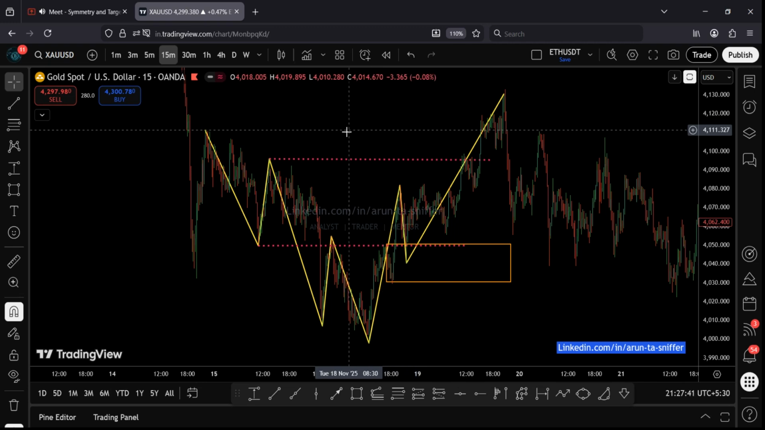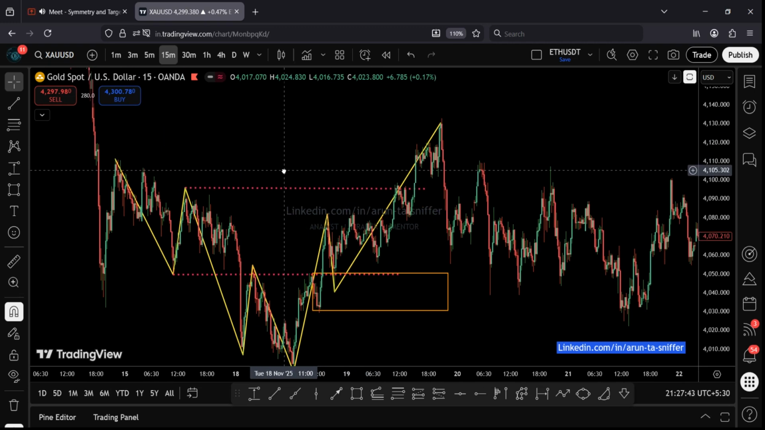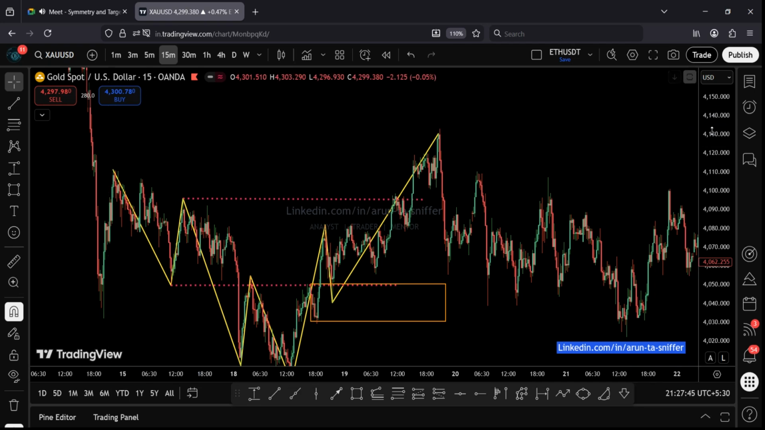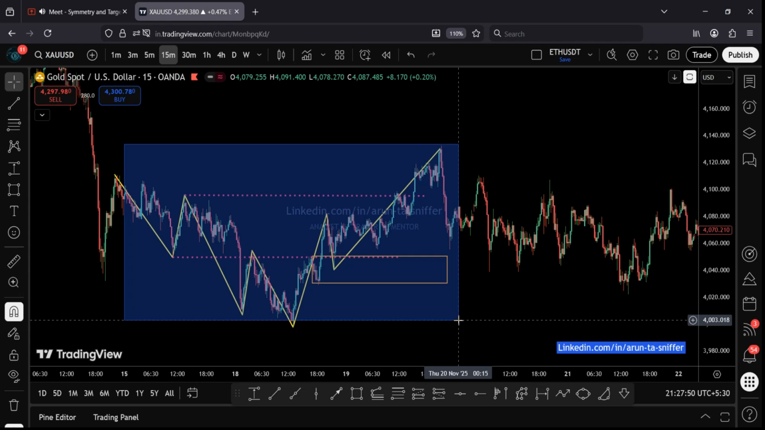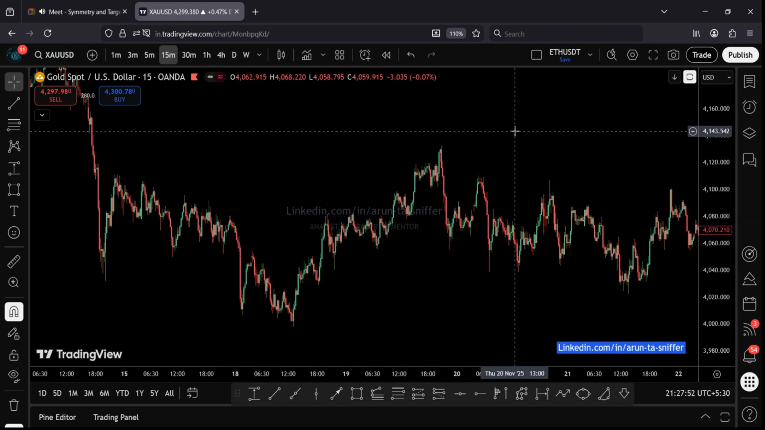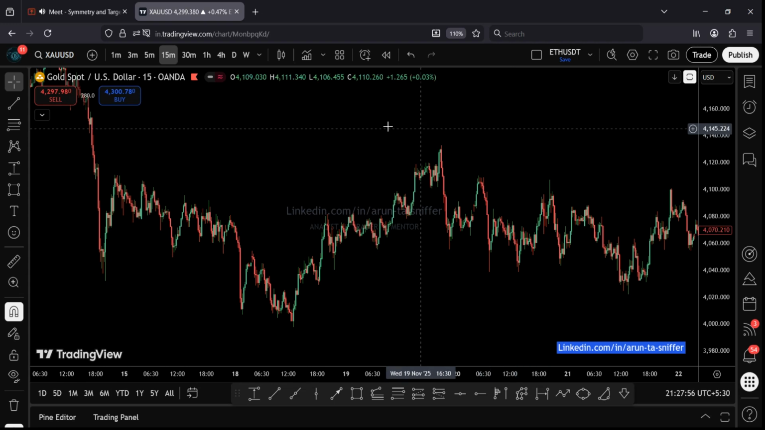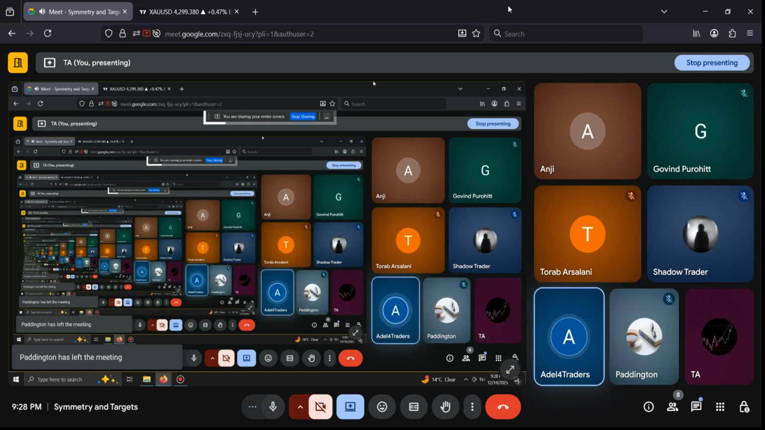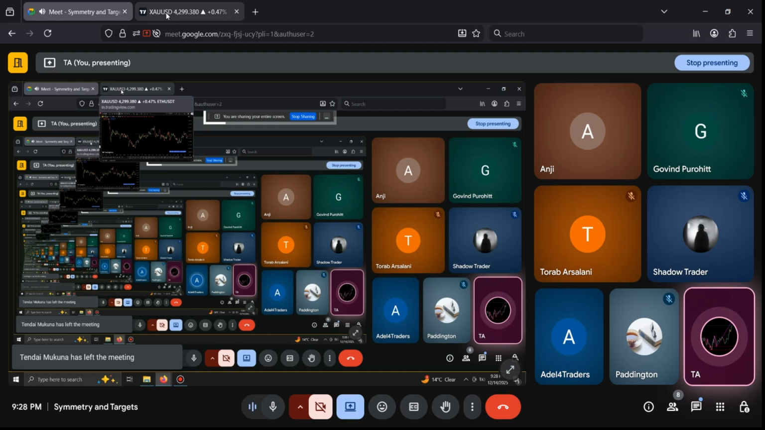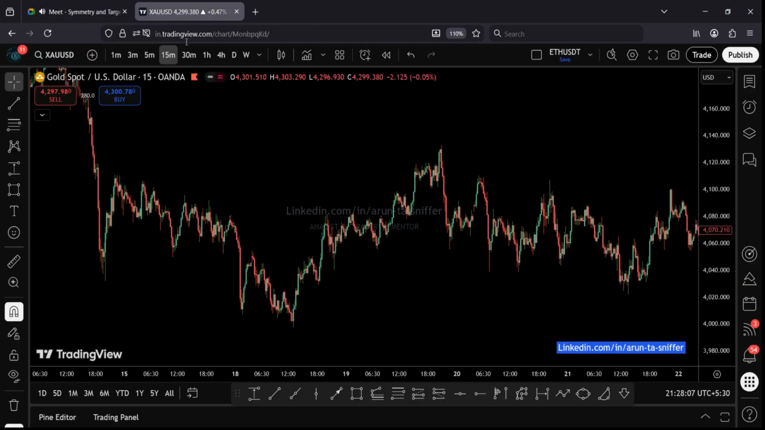Okay, any question? Any question, guys? I have a question. Do we just use symmetry for exiting, or sometimes can we use it for entering the price, I mean, a position? Entry and exit, both of them. Okay. Yes. You see this?